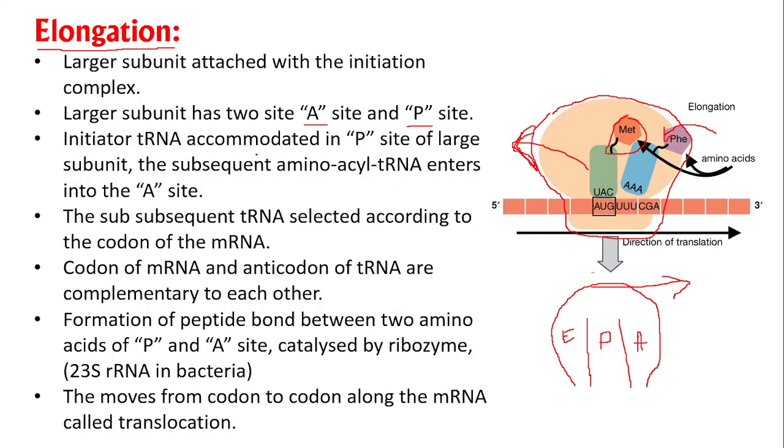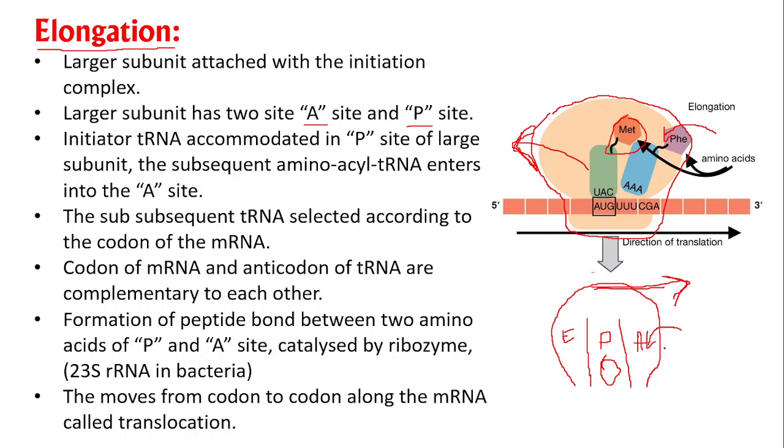Then what happens? The initiator tRNA accommodates in the P site first. First, the tRNA will come and bind to this region. It will be accommodated in the P site. Next, when the initiator complex starts moving in the right side direction for the purpose of elongation, what will happen? Next, a charged tRNA will enter the A site.